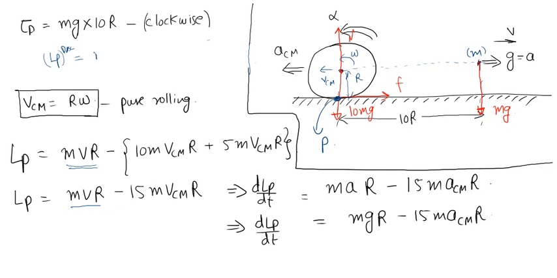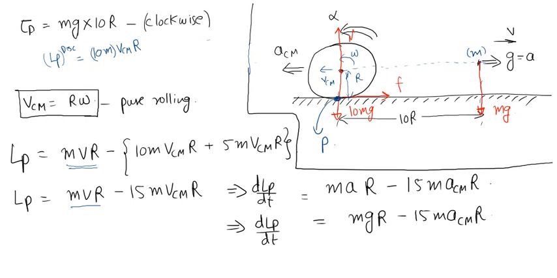M is 10m. So the angular momentum of the disk about point P is 10m into VCM into R. So about point P it will be M VCM into R, and this is all anti-clockwise.